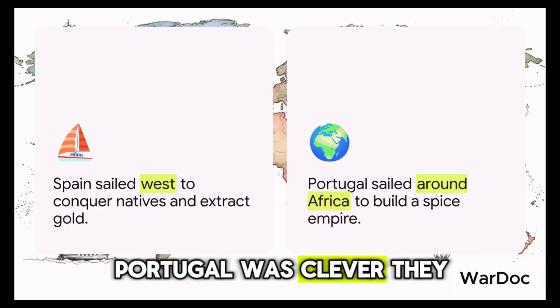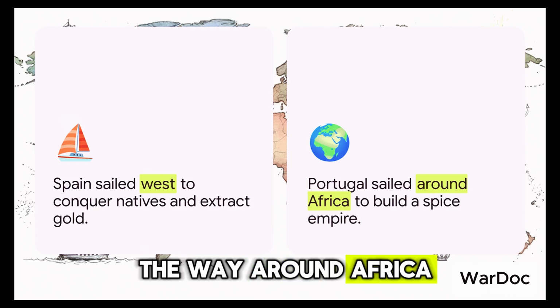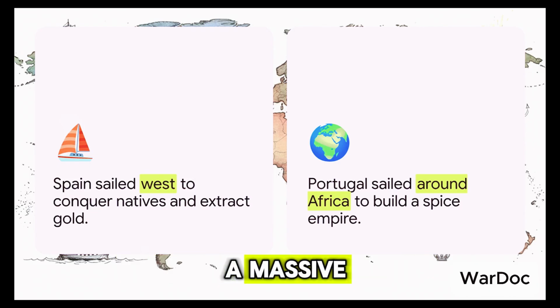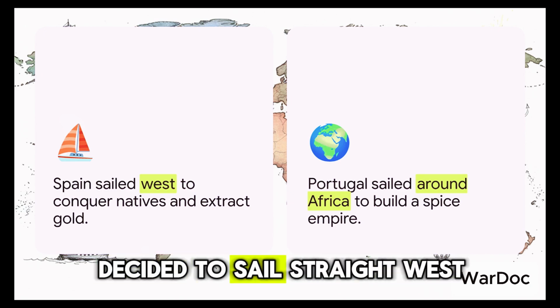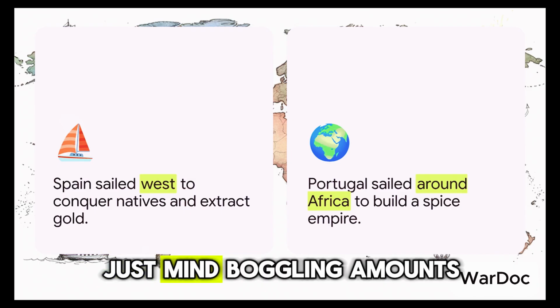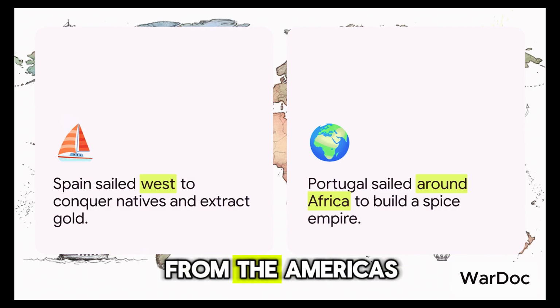Portugal was clever. They figured out they could sail all the way around Africa to completely bypass the ancient Silk Road, which let them build a massive spice trading empire over in Asia. Spain, on the other hand, decided to sail straight west. They conquered native populations and extracted just mind-boggling amounts of gold and silver from the Americas.